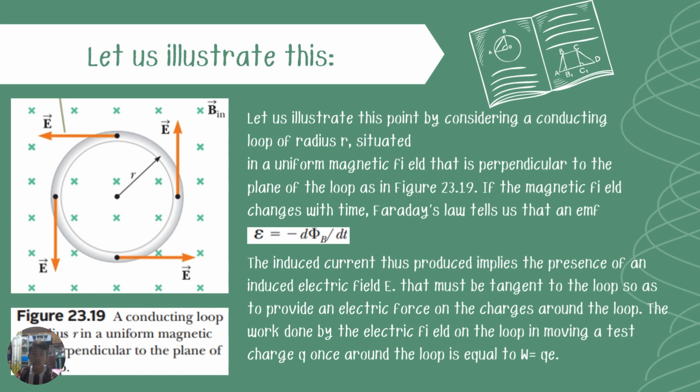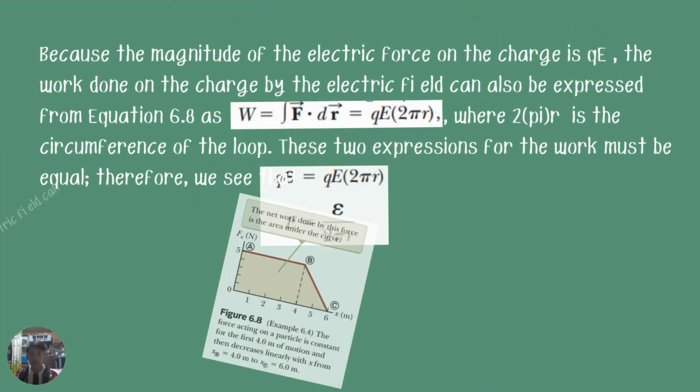W is equal to qE, also known as the work. You can call the W work done, and it equals qE. The qE represents the force exerted by the electromotive force. Okay, next.